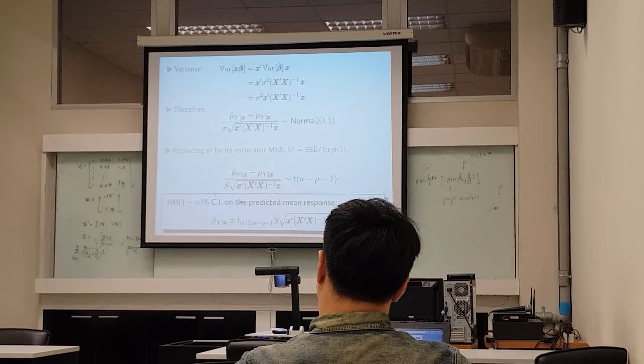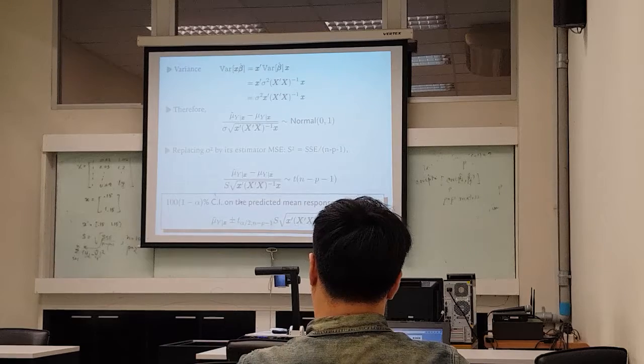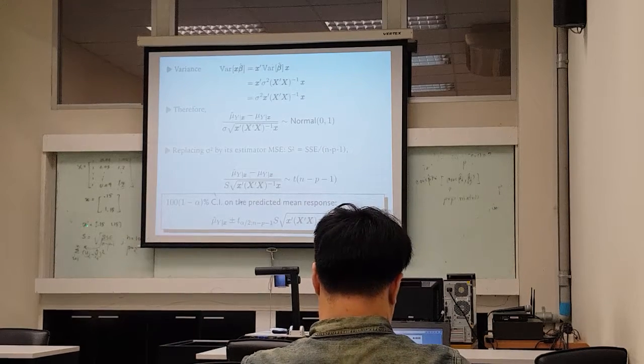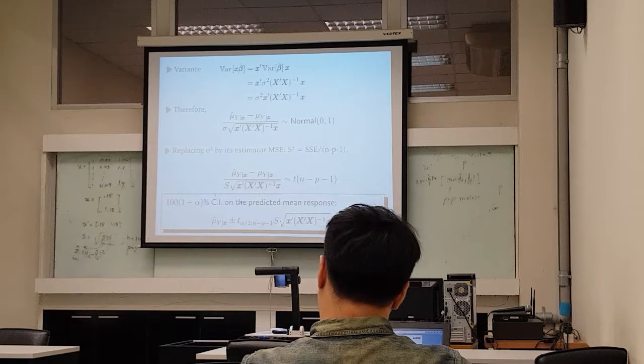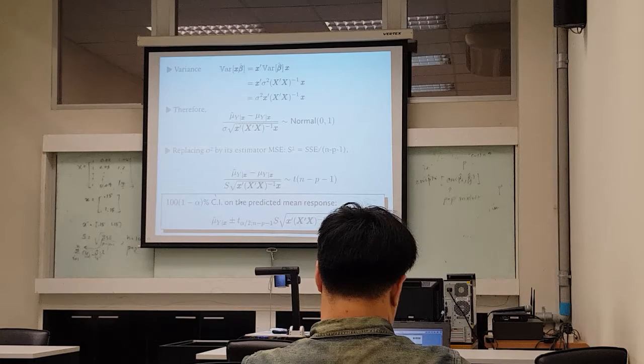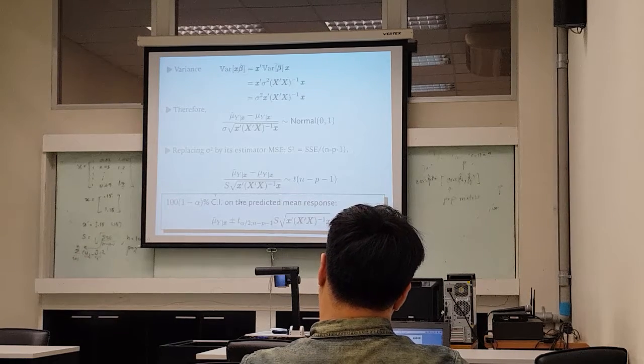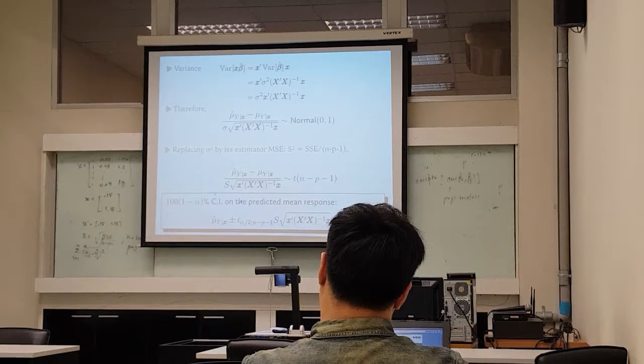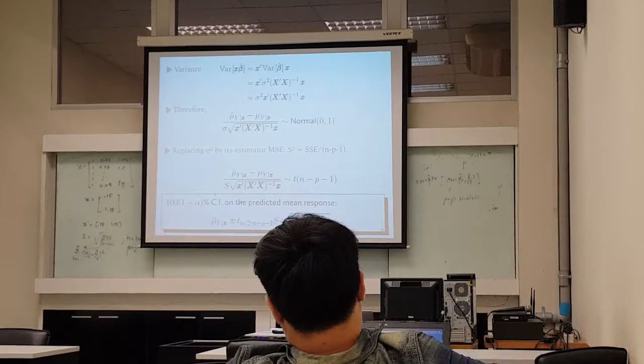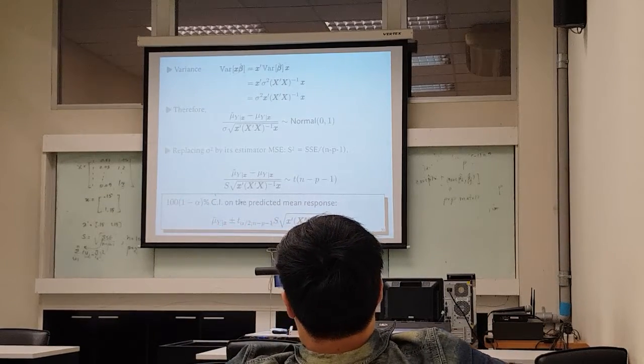So just compute x transpose inverse, multiply by small x transpose, and multiply by x. So this whole thing is a scalar. After you multiply all the vectors and matrices, this one will be a scalar. Take the square root, multiply by this one, and multiply by this critical value. You get the confidence interval on the predicted mean.